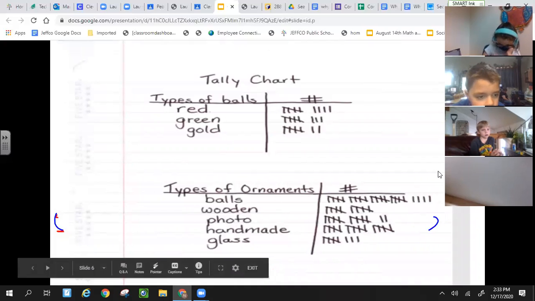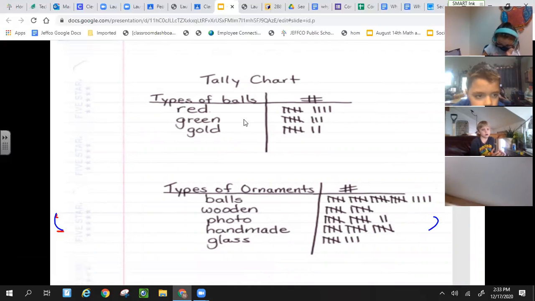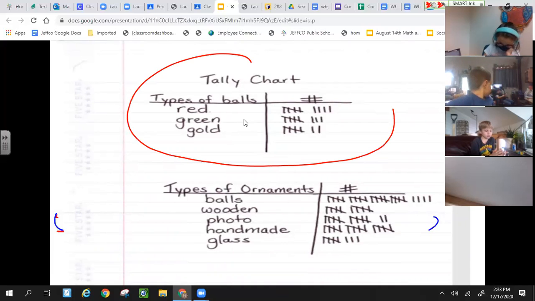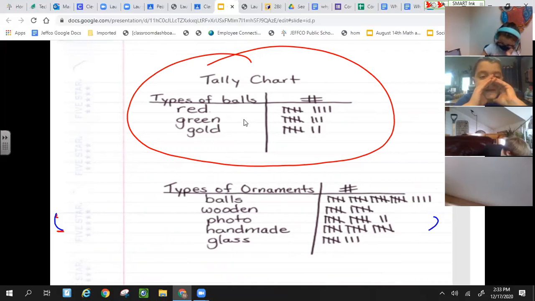I have another tally chart below that I'm going to use in a minute, but just focus on the top chart. So when you are collecting your data, this is the one I want you to look at right now. I had types of balls. I chose red, green, and gold because that's what I had. When I counted them, I counted 1, 2, 3, 4, 5, 6, 7, 8, 9. I just put a tally mark for every one I had.